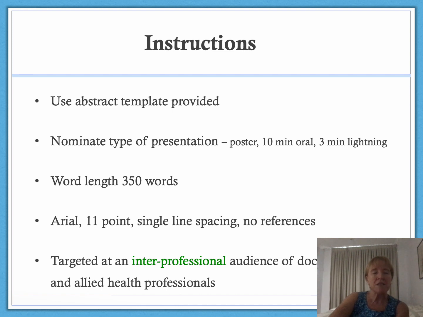The word length is 350 words. You don't have to have 350 words, but you can't go over 350 words. Make sure it's in Arial, 11 point, single line spacing and no references. And as I said before, remember it's to target it at an interprofessional audience of doctors, nurses and allied health professionals.